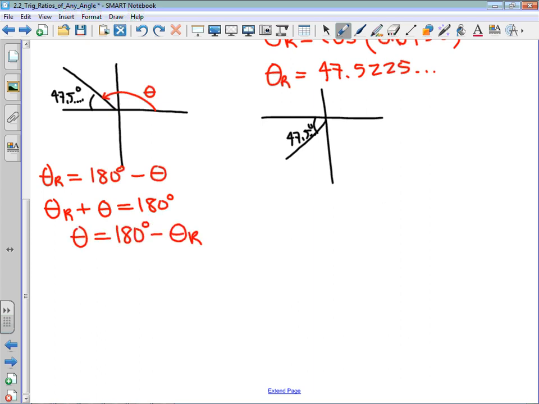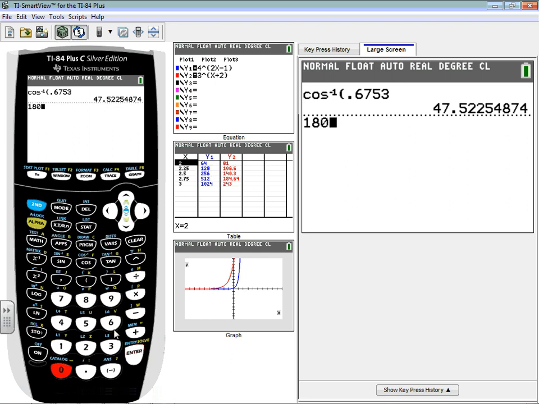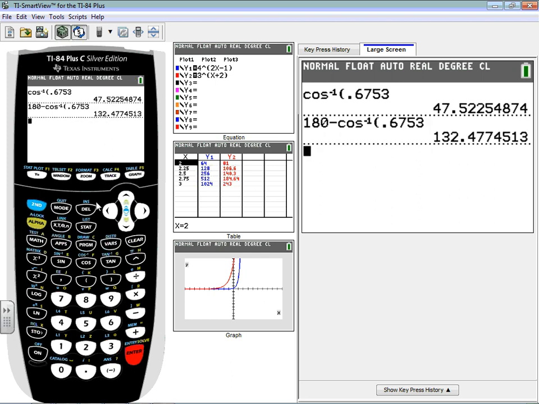So theta is 180 degrees minus 47.52. One nice thing for students to remember is that if you lose that number on your calculator, you can always get to it by the inverse cos of 0.6753. So to find that angle in quadrant 2, I could type into my calculator 180 degrees minus the inverse cos of 0.6753, and I get 132.477. Try to keep in mind where the numbers came from, because that can be a really big advantage when you're trying to give the actual numbers themselves.